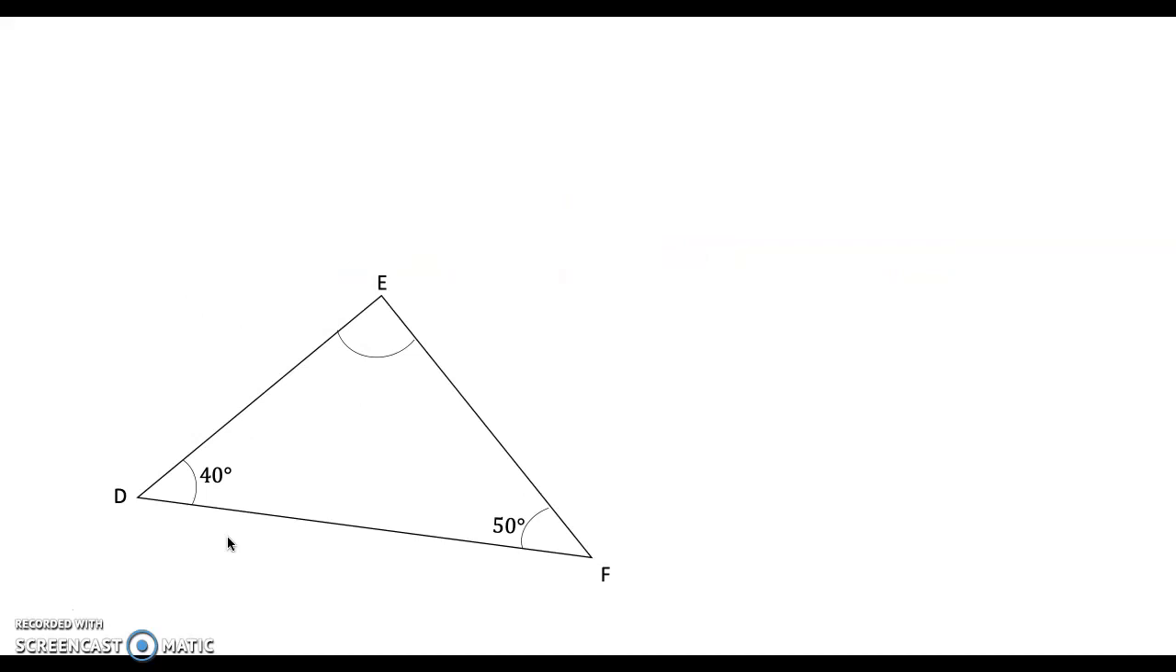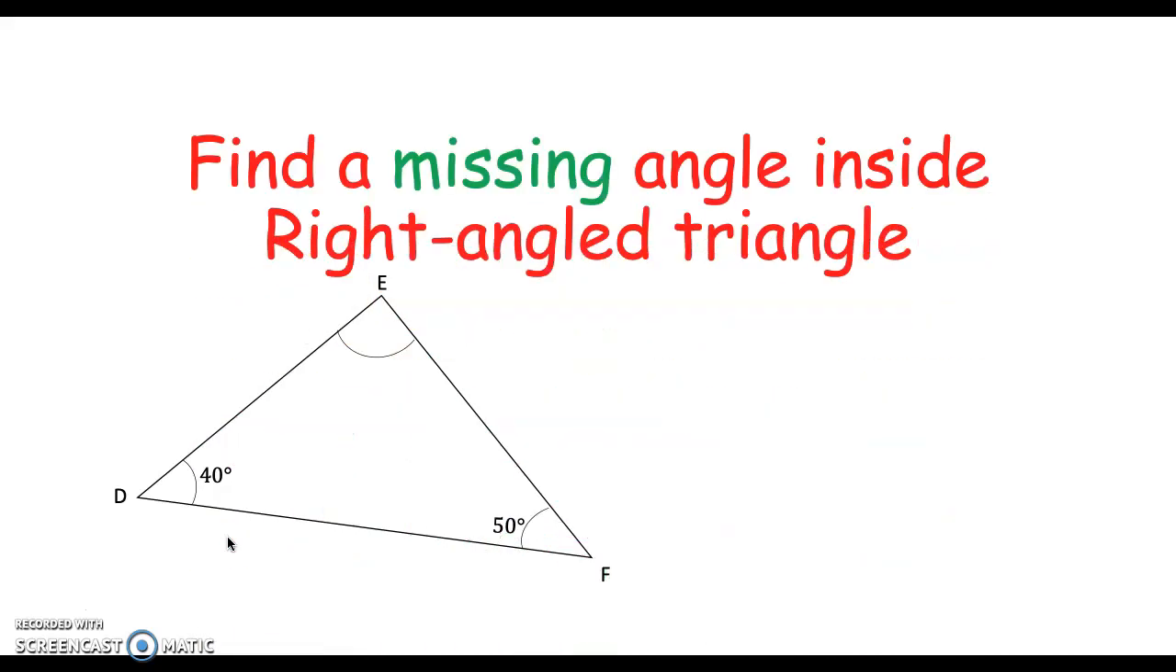Now see, this one, we don't know whether this is a right angle triangle. Let's find out the missing angle, that is angle DEF. Now let's see the missing angle inside the right angle triangle. Even though I write right angle triangle, we are yet to find out whether this is a right angle triangle.